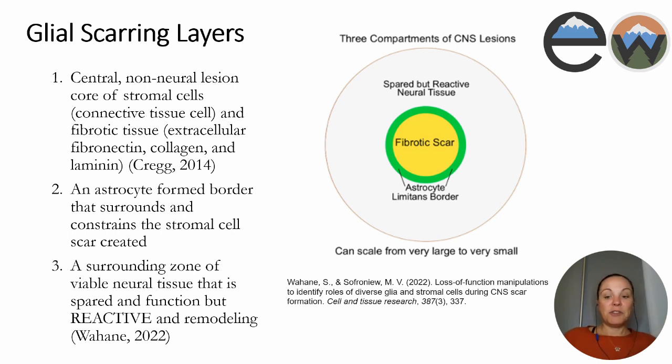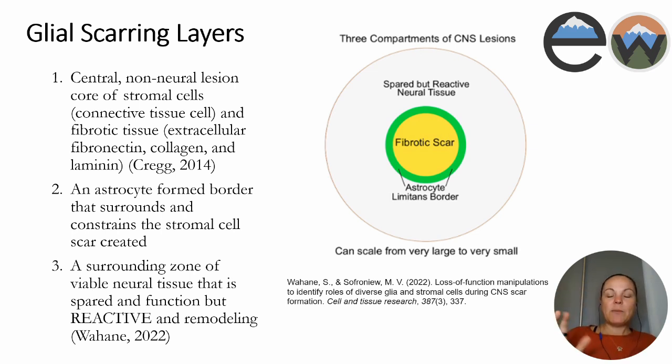So interesting, collagen is in there, and we might have a dysfunction with that. So perhaps we're more prone to also developing this layered response because we have an abnormal collagen presentation, for those that might have collagen variants, possibly. So the second layer is an astrocyte-formed border around that fibrotic scar. So this constrains the stromal cell where the scar is created. Okay, so astrocyte border around it.